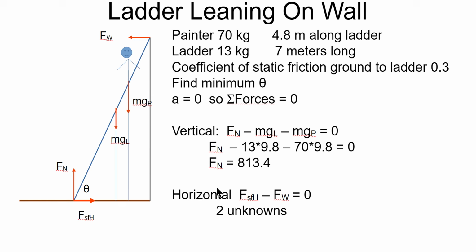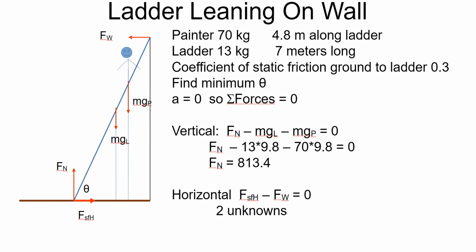In the horizontal direction, there are only two forces. So I'm going to choose to the right to be the positive direction. So we have static friction horizontal minus the force of the wall as a negative because it's acting to the left, and there are two unknowns there.